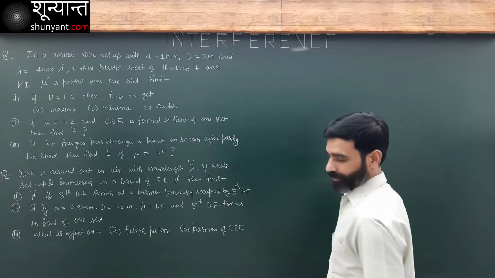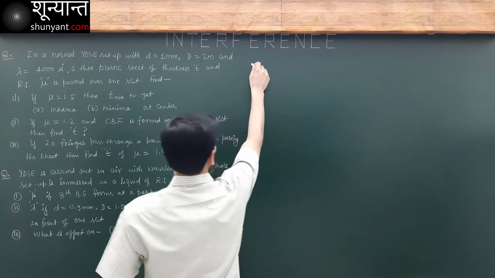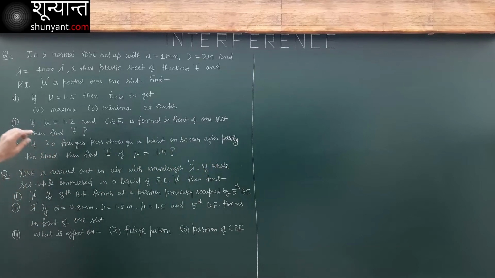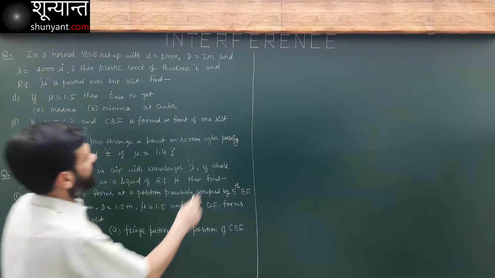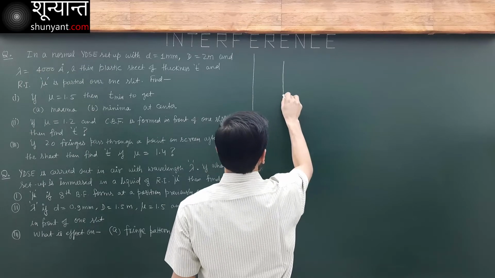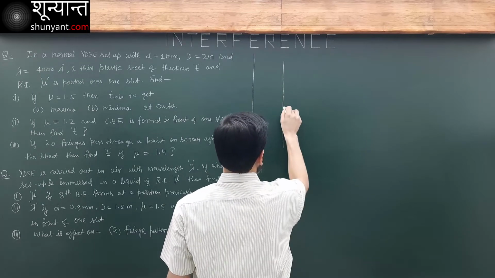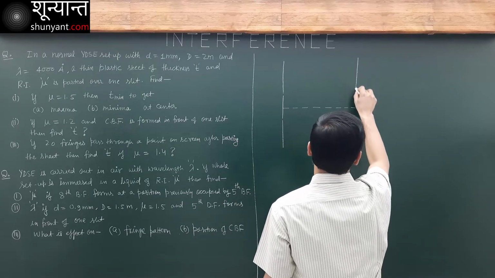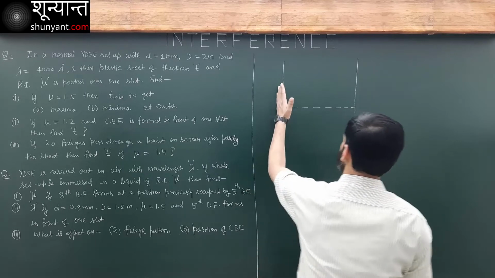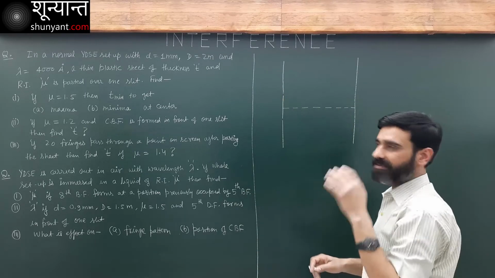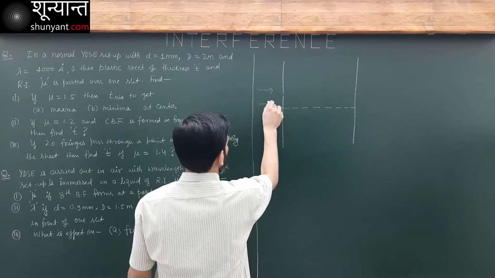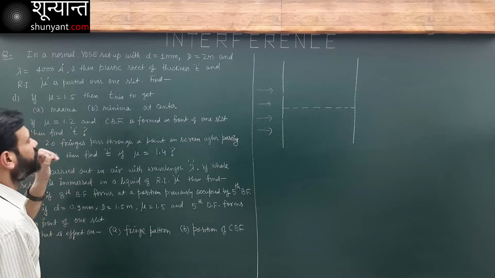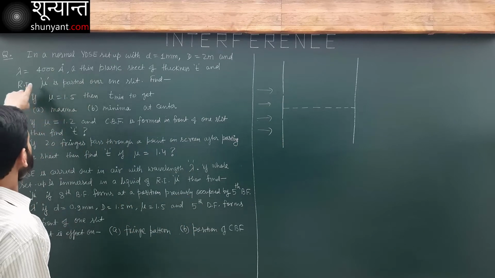Look at the problem, a very simple problem, the standard case that we discussed in the last lecture. Okay, let's see what we have. I have this normal YDSE setup. What is the meaning of normal here? Normal means the screen is kept parallel to the slits. These are the slits, the screen is kept parallel, and the light is incident normally. This is the normal YDSE setup arrangement. All the values are given.